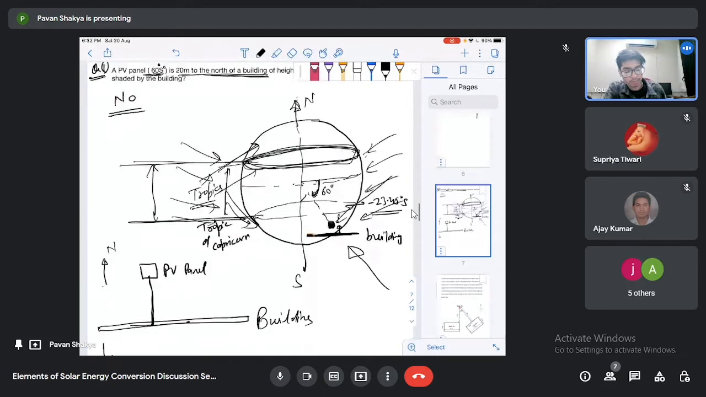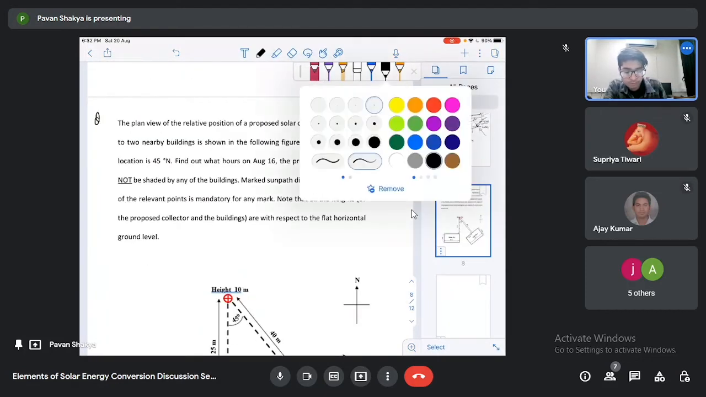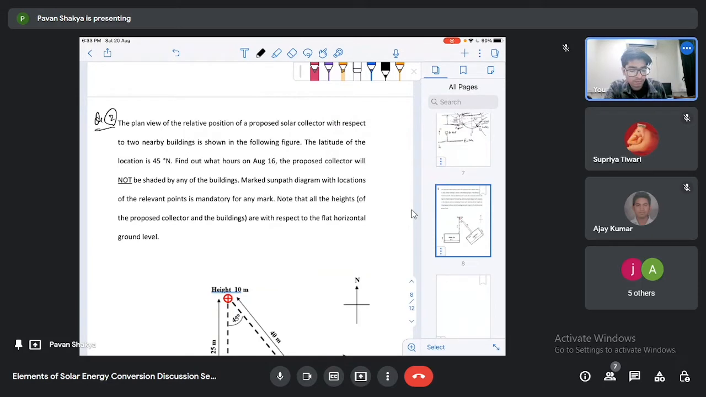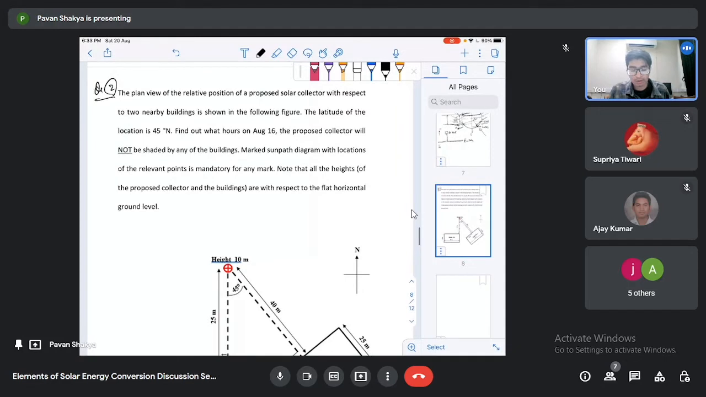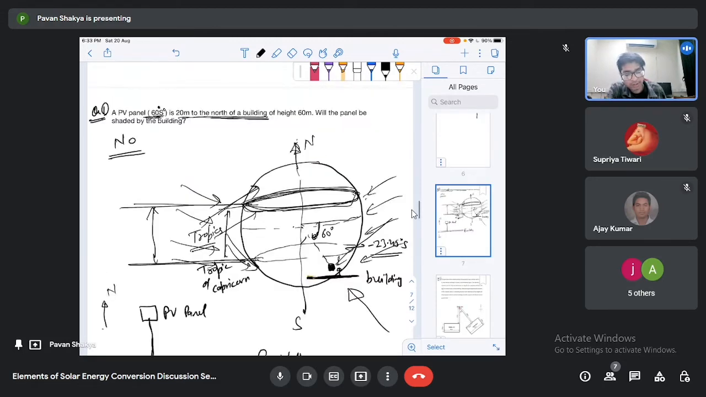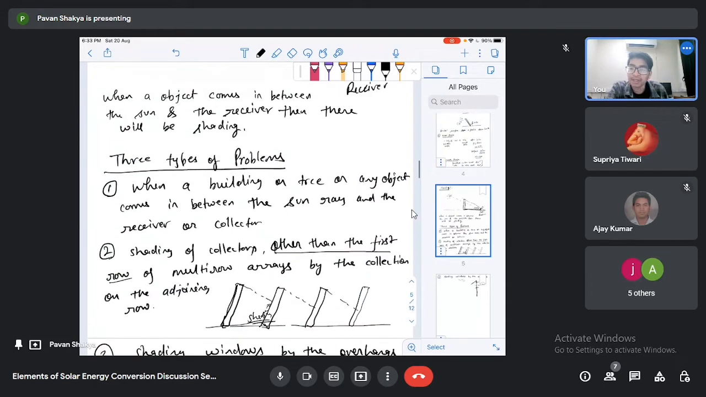Now I will move to the next problem. The plan view of the relative position of a proposed solar collector with respect to two nearby buildings is shown in the following figure. The latitude of the location is 45 degrees north. Find out what hours on August 16 the proposed collector will not be shaded by any of the buildings. Use the Sunpath diagram.